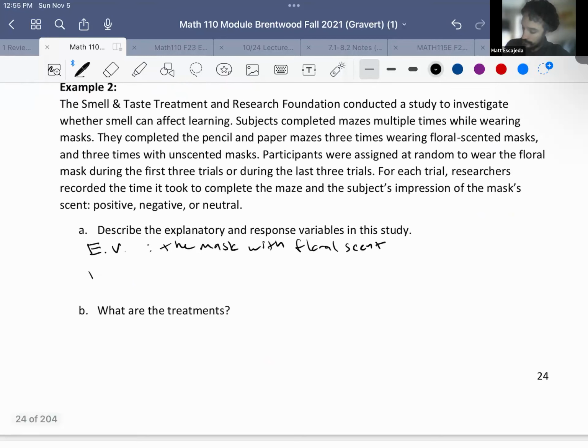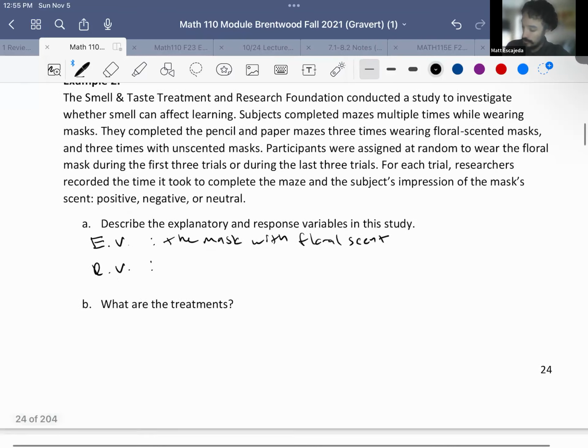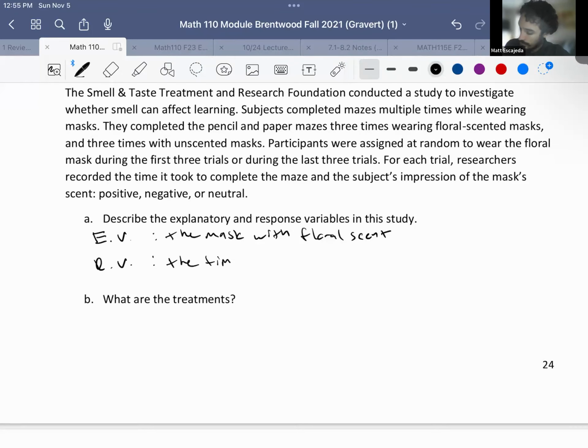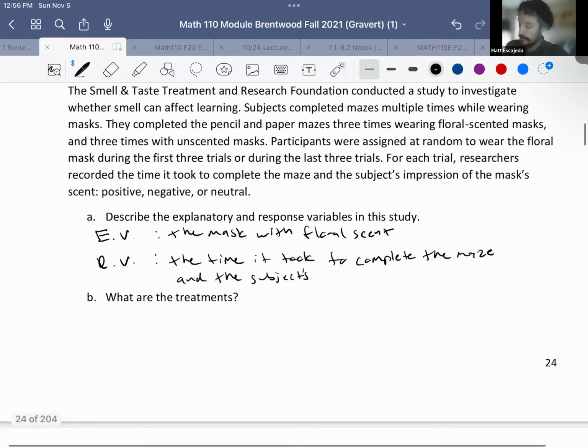And our response variable, a response variable is what we're trying to see measured at the end, the change. So what that would be is the time it took to complete the maze and the subject's impression of the scent.